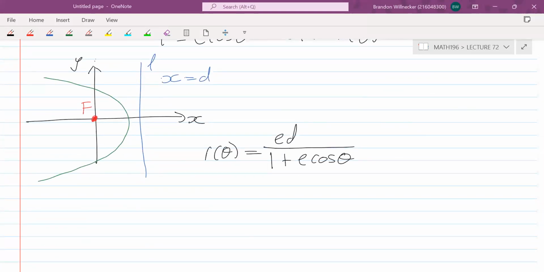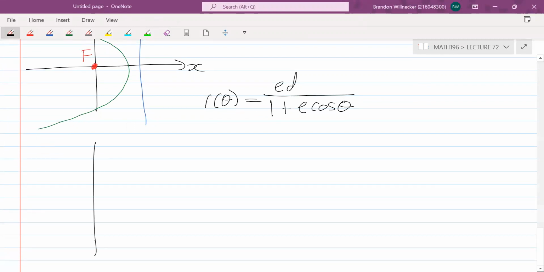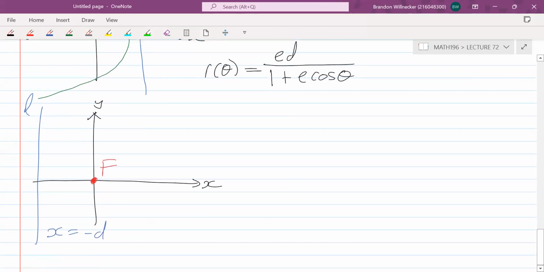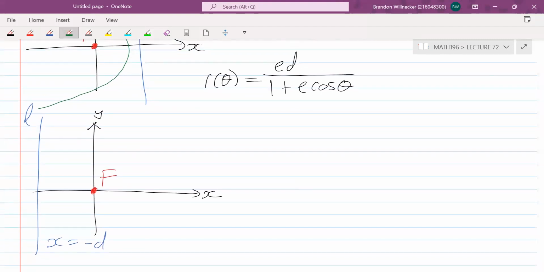For case 2, what happens if the directrix is on the other side? So we have a similar situation. We've got our axes here, x and y. The focus, again, that's at the origin. But now the directrix is on the other side. That's L. This is now something like x is equal to minus d. Okay, so in this case, our parabola is going to look something like this.